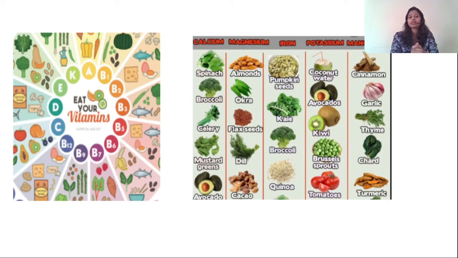Of course, we can see the sources of vitamins here. For vitamin A, we have to eat plenty of carrot and pumpkin. For vitamin B, we have to eat green color vegetables, especially, as B sources. There are different types of B, like B1, B2, B3, B4, B5, B6, B7, B8, B9, B12. These are the different vitamins of B.